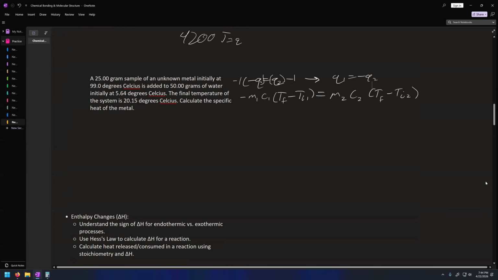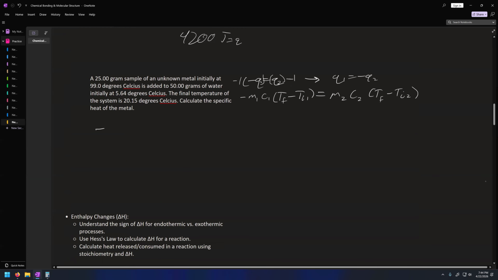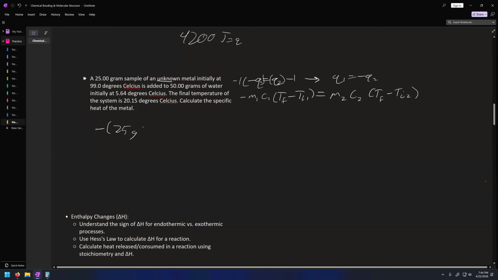Now that we've got this set up, all we have to do is plug different values in. So I'm going to say that my 1 is going to be the metal. Make sure you don't get those confused as you're solving. Negative mass of metal 1 is going to be 25 grams times the specific heat capacity of that metal. Searching, searching, searching. I don't see the specific heat capacity of the metal listed anywhere, which kind of makes sense because we called it an unknown metal. So I'm actually looking for my specific heat capacity for that metal here. I'm just going to leave it labeled as C1.